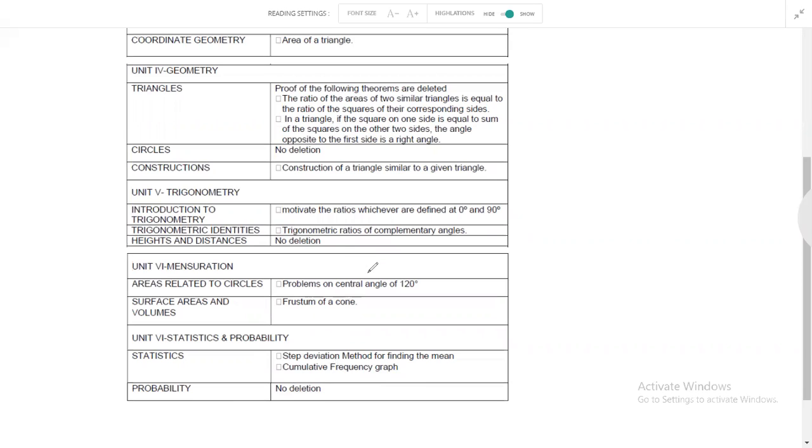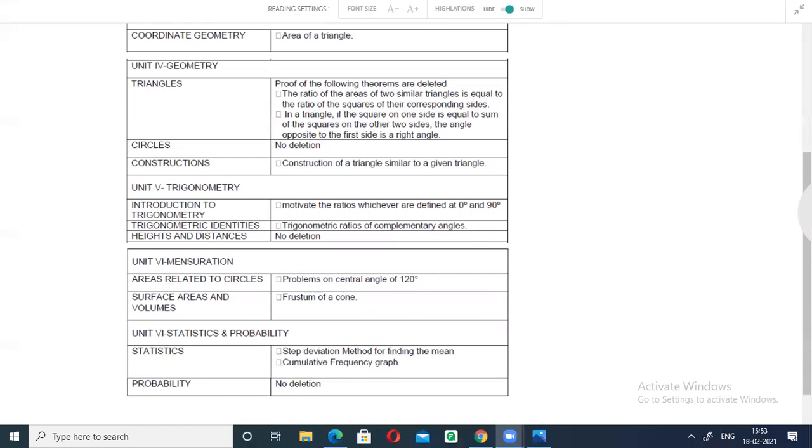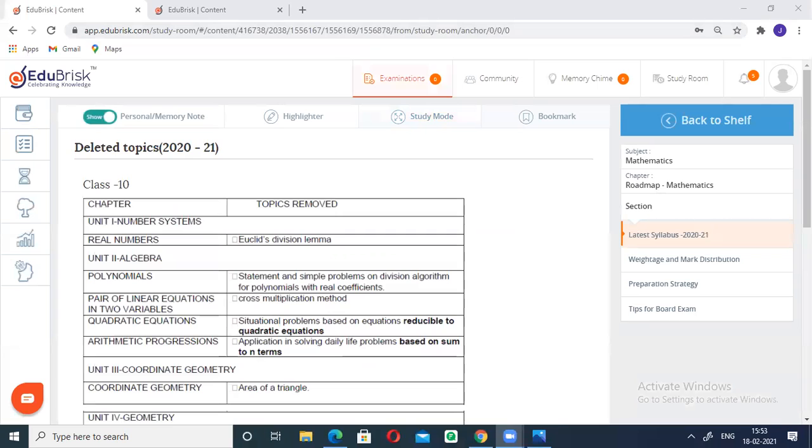So these are the particular topics deleted from the syllabus for the current academic year. Once you understand this, it will be better for you to prepare for the examination, as in the textbook, a few topics or subtopics you do not need to learn for the current academic year.